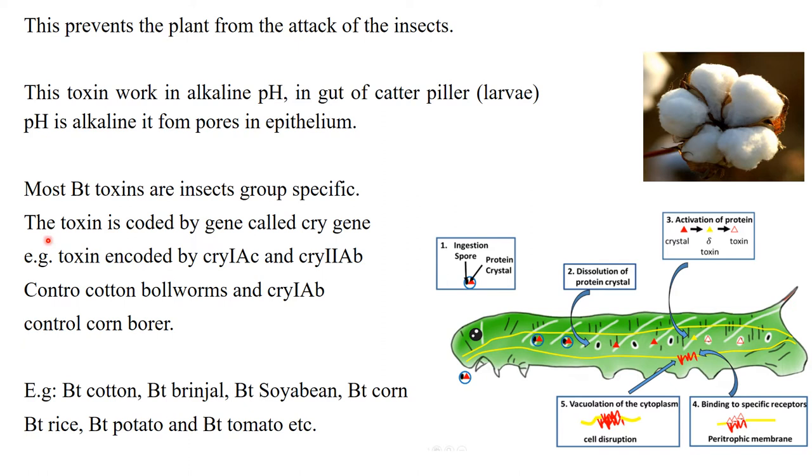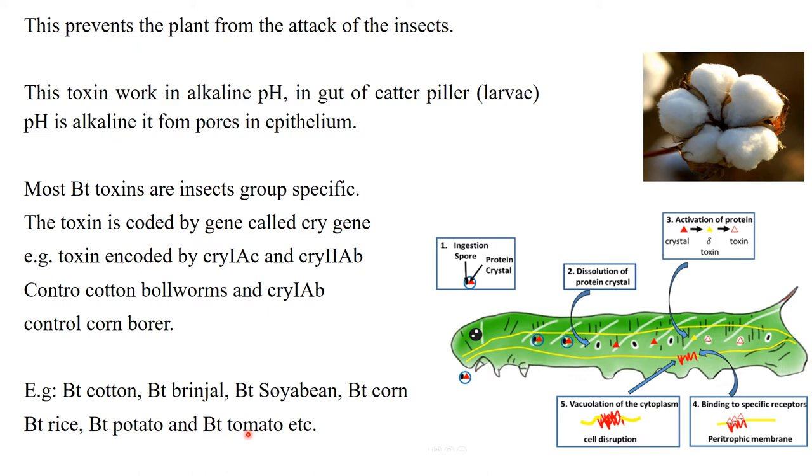The toxin is coded by genes called cry gene. For example, it is responsible coded by the cry gene जो हम पहले बात कर चुके हैं. Toxin encoded by the cry1ac and cry2ab control cotton bollworms. ये cotton bollworm control करती है, and the cry1ab control the corn borer. So we can say insect group specific होती हैं ये toxins. BT, for example, we have BT cotton, BT brinjal, BT soybean, BT corn, BT rice, BT potatoes, and BT tomatoes are examples of the BT crops.